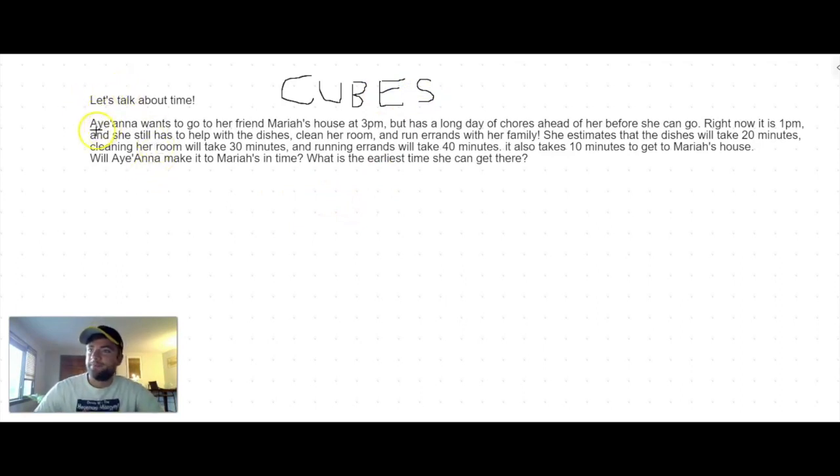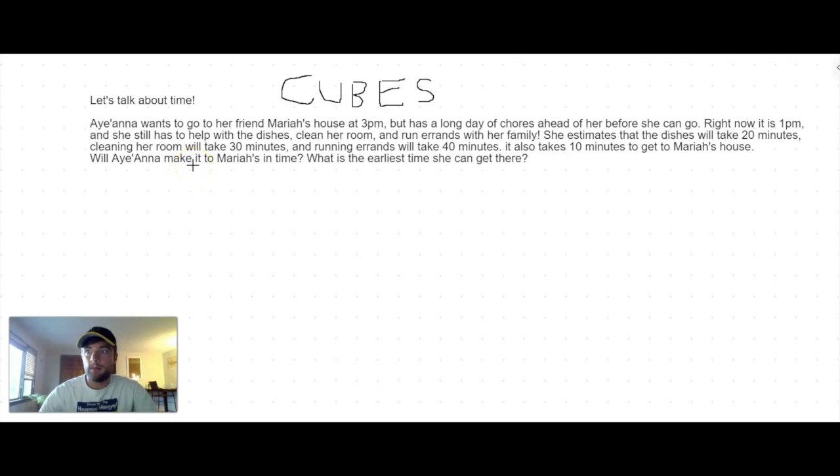Let's talk about time. Ayana wants to go to her friend Mariah's house at 3 p.m., but has a long day of chores ahead of her before she can go. Right now it's 1 p.m., and she still has to help with the dishes, clean her room, and run errands with her family. She estimates that the dishes will take 20 minutes, cleaning her room will take 30 minutes, and running errands will take 40 minutes. It also takes 10 minutes to get to Mariah's house. Will Ayana make it to Mariah's in time? And what's the earliest time she can get there?